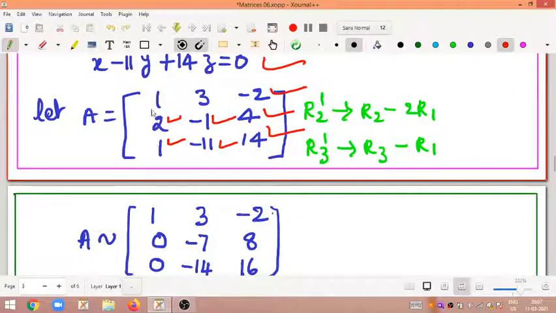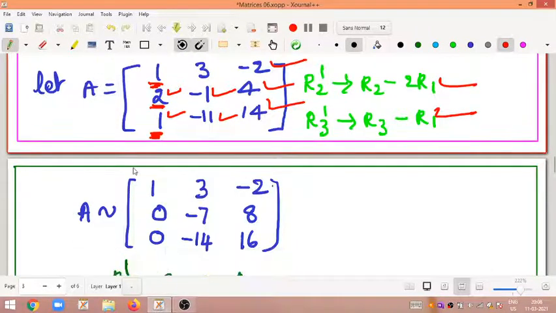So below the leading element we want to make it 0. The leading element, 1, is already there. Below the leading element we want to make it 0. So this 2 is in the second row, so we must operate on the second row as R2 dash implies R2 minus 2 R1. Similarly, we want to make this element 0, the element in R3. So we must operate R3 dash is equal to R3 minus R1.